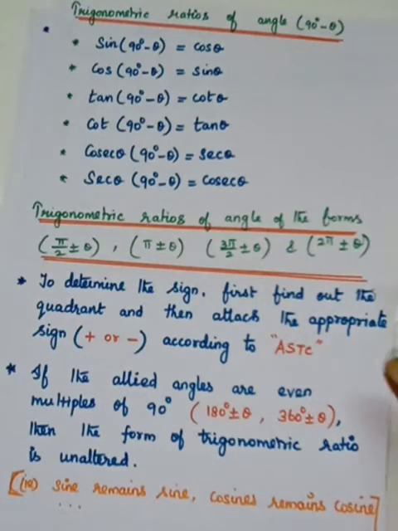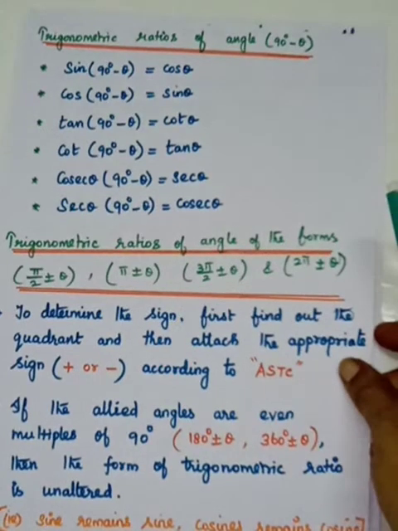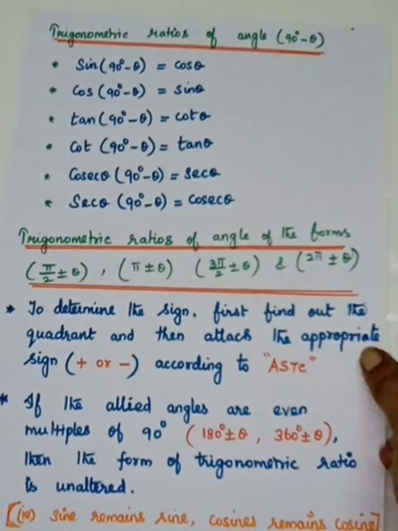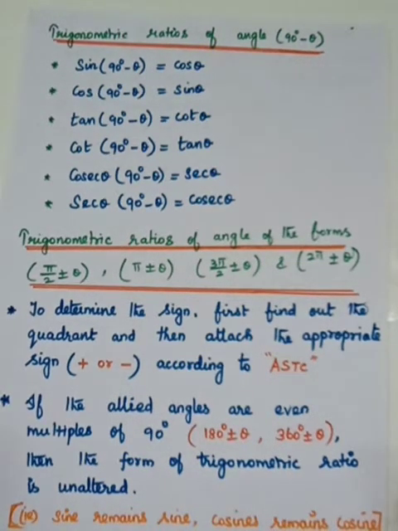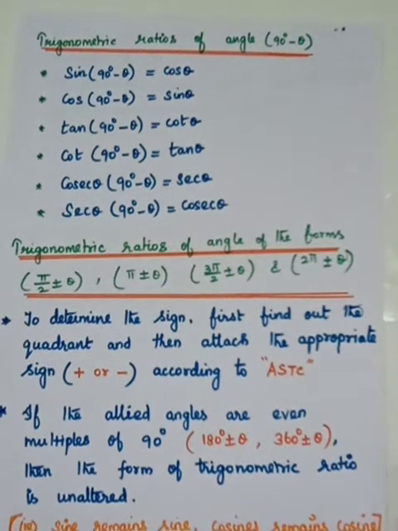Okay, so we'll come to the next one. Trigonometric ratios of angle 90 minus theta, that is a complementary angle. In lower classes you have studied about this. Sine of 90 minus theta is cos theta, cos of 90 minus theta is sin theta. Similarly, you know the remaining results. Tan of 90 minus theta is cot theta, cot of 90 minus theta is tan theta, cosecant of 90 minus theta is equal to secant theta, and secant of 90 minus theta is equal to cosecant theta. So these are the complementary angle trigonometric functions.